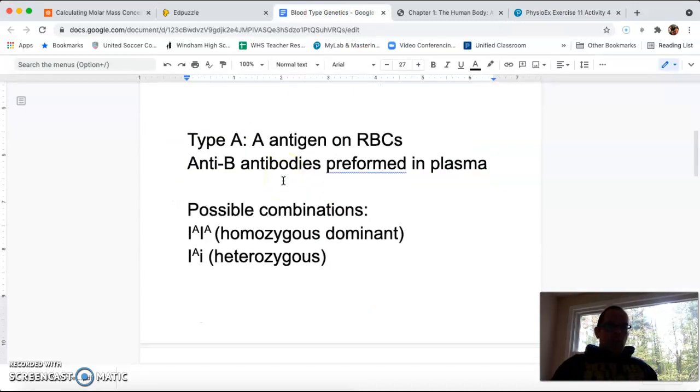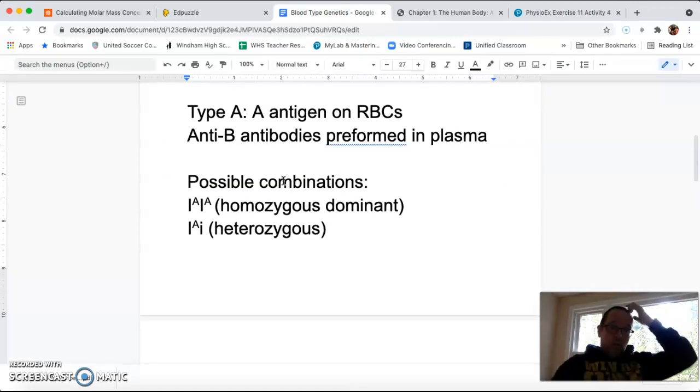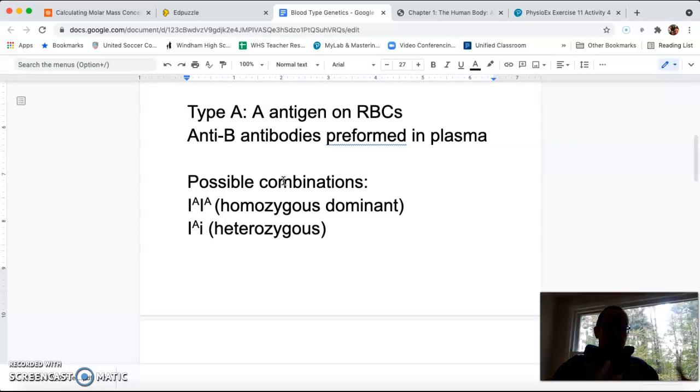So if you have type A blood, like we said before, you have the A antigen on your red blood cells, and you have the anti-B antibodies, that is, antibodies against the B antigen, pre-formed in your plasma. That means from birth, from day one, you've got antibodies against the B antigen. And that will allow you to fight off that B antigen as though it were a foreign invader if it enters your body. In the context of the immune system, that's a very good thing.